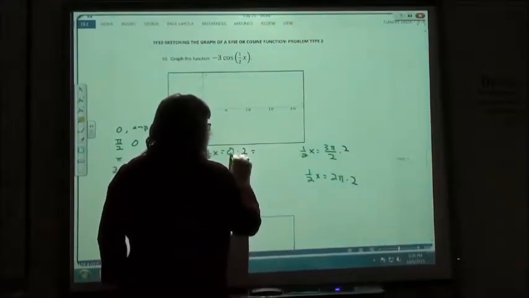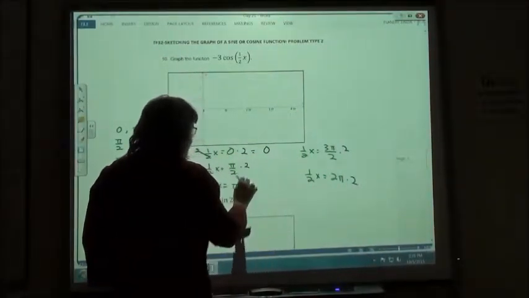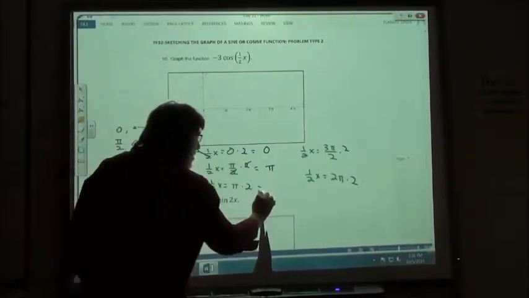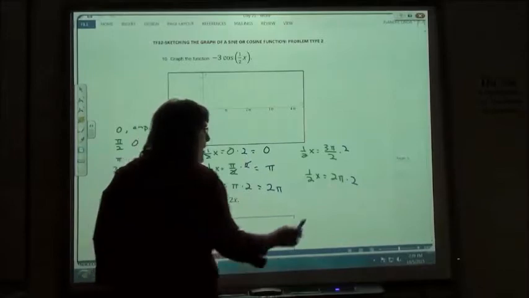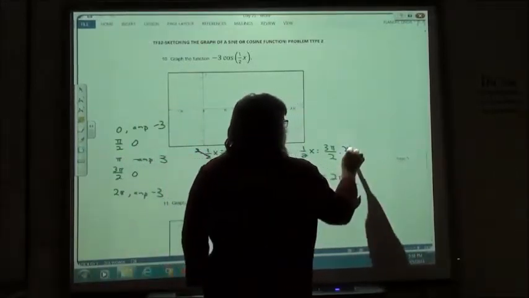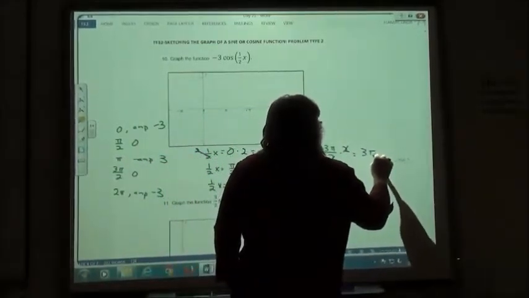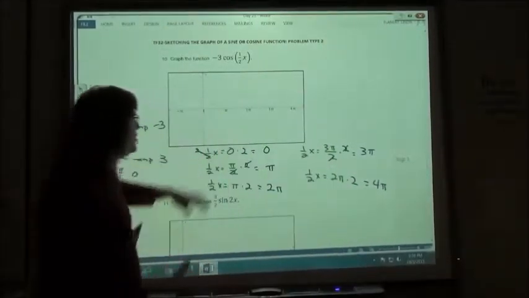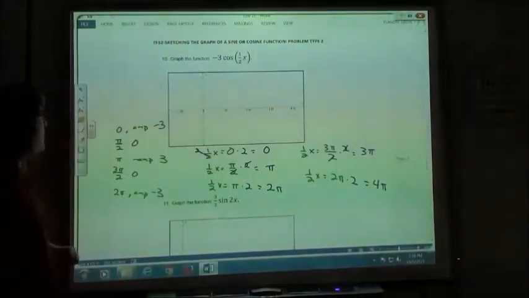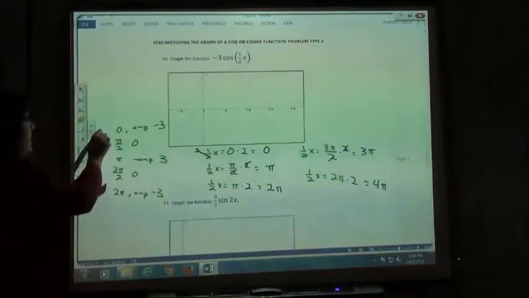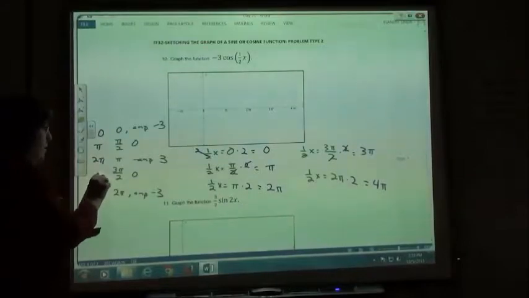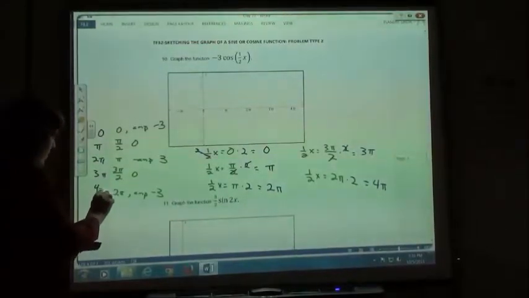So I'm going to get 0 times 2, which is 0. Here the 2's cancel out, so I get pi. Here I'm just going to get 2 pi. Here I'm going to cancel out my 2's and get 3 pi. Here I'm going to get 4 pi. So now these are all my new starting values from my table. And so I'm going to have 0, pi, 2 pi, 3 pi, and 4 pi.